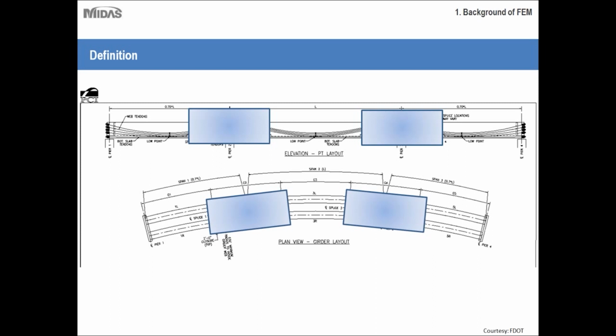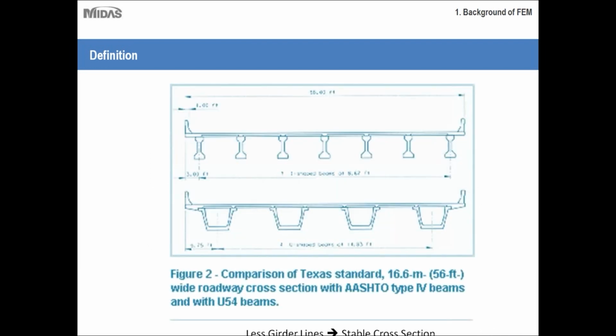So let's talk about the advantages of using this type of section over other conventional practices. So let's first talk about I girders, which are a very common practice. As you can see in this cross section, there are 1, 2, 3, 4, 5, 6, 7 I girders, and for this wide cross section, if you're using a U-tub section, you can have 1, 2, 3, 4 girders only.